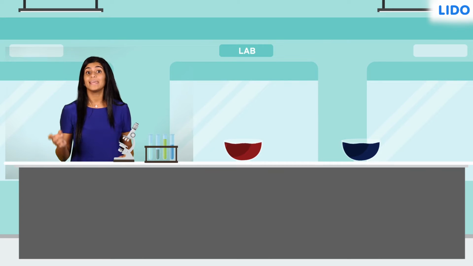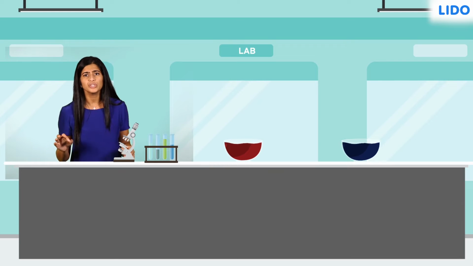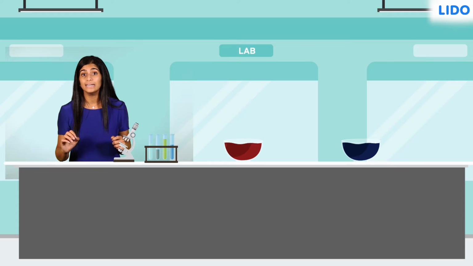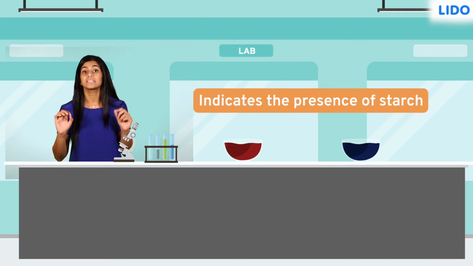Now, when I add the iodine solution, the contents of this dish have turned a bluish black color, and this one has not. The iodine solution has reacted with the starch in the food and changed its color. A blue-black color indicates the presence of starch in a food item. So, we know that this food item contains starch.